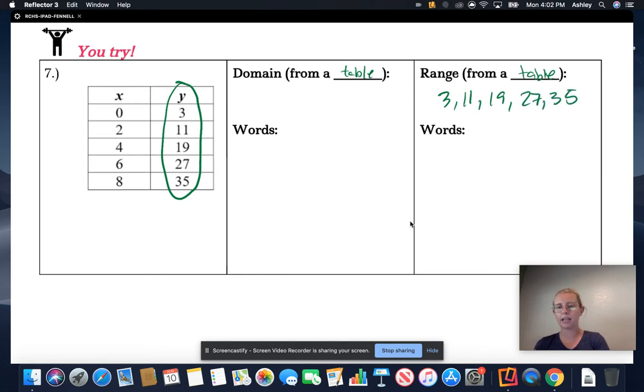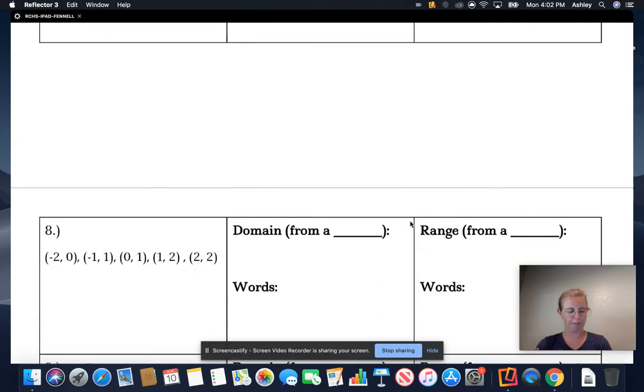We're just going to list these out because we don't know if there are any other values included. We just know the given values. We don't know if this is a connected line or what this represents, but we do know those values are part of the range. All right, what about the domain or the input values here? Again, it's a table. We're just going to list them out. 0, 2, 4, 6, 8. Again, make sure you're putting these in your own words so that you're connecting that idea.